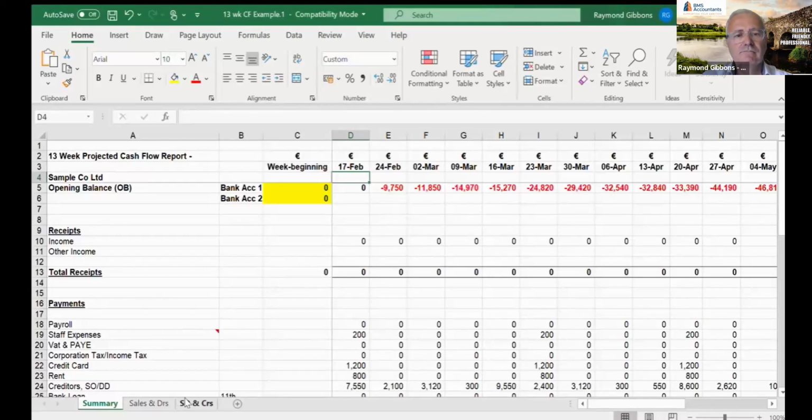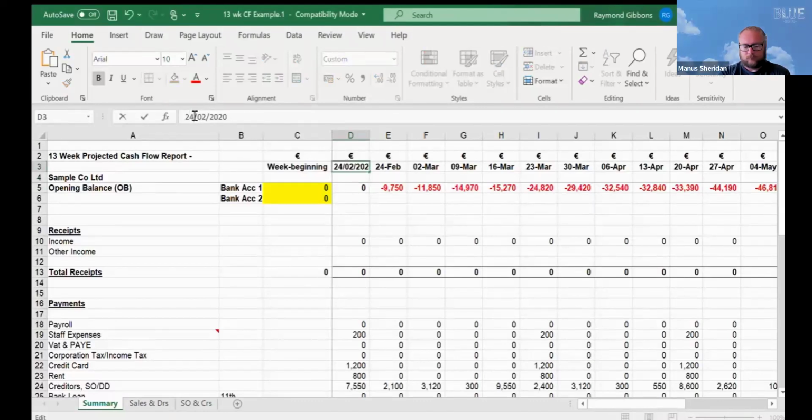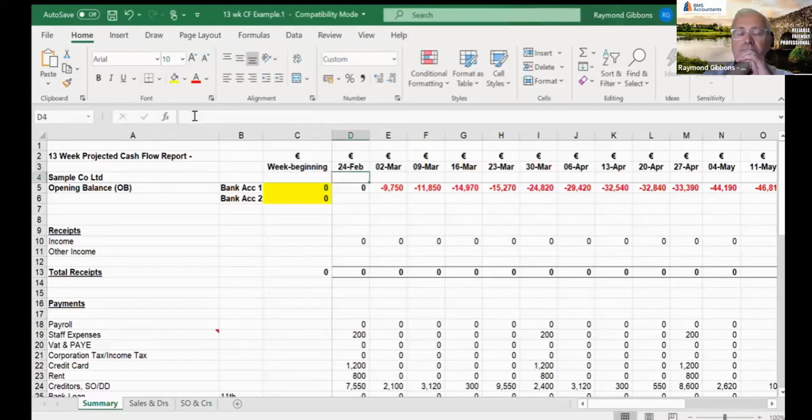The next thing we want to do is put in the correct date. So as I said to you, I generally do this cash flow on a Monday morning. So we're going to bring this up to date and change this to the week beginning the 24th of February. You notice when I make the change now that when I hit enter, the dates will all subsequently move up 1 week. This little formula just saves you a little bit of time.